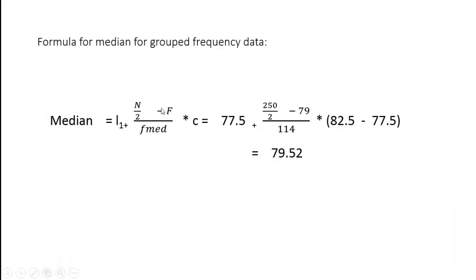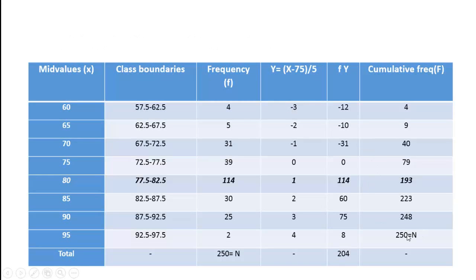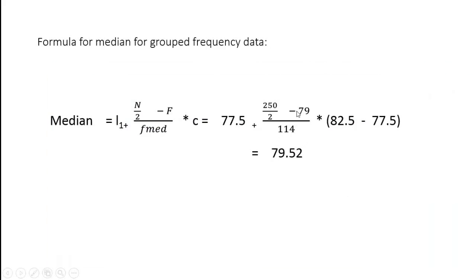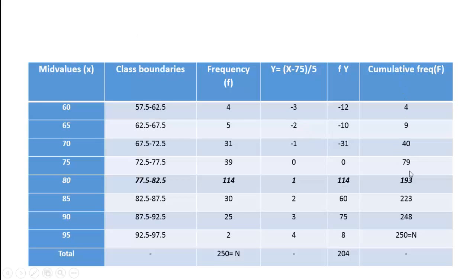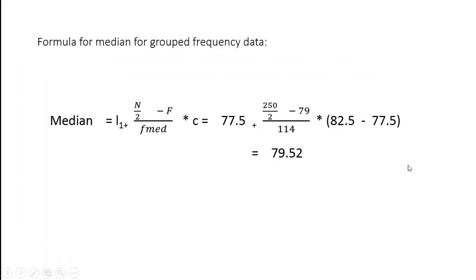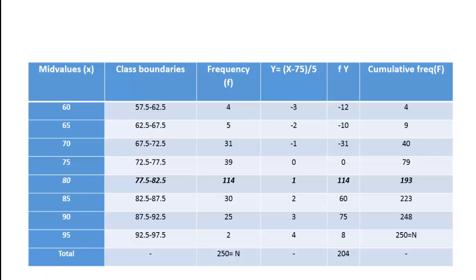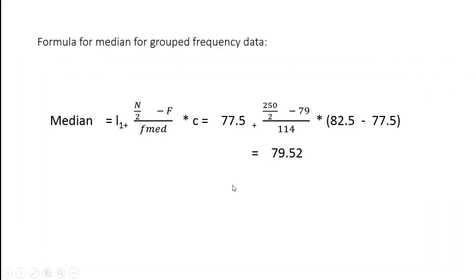Median equal to L1 plus (n by 2 minus F) by F med multiplied by c. So it is 77.5, the lower boundary of the median class, n by 2, where n is the total number of observations, which is 250, minus the cumulative frequency of the class preceding the median class, that is 79, divided by the frequency of the median class, that is 114, multiplied by class width. Thus we get median as 79.52.